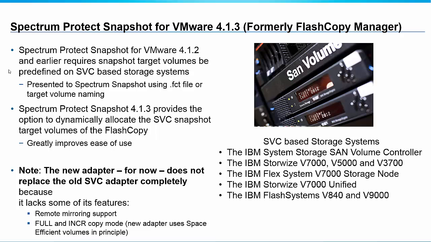with the SVC. When using the SVC in previous versions of the product, you used to have to go out and manually allocate the volumes where you were going to be placing the snapshots on a SAN volume controller. And then what you would do is you would go into the product, Spectrum Protect Snapshot for VMware, and either using this FCT file or a naming convention, define those volumes that you pre-allocated on the SAN volume controller to Spectrum Protect Snapshot for VMware.